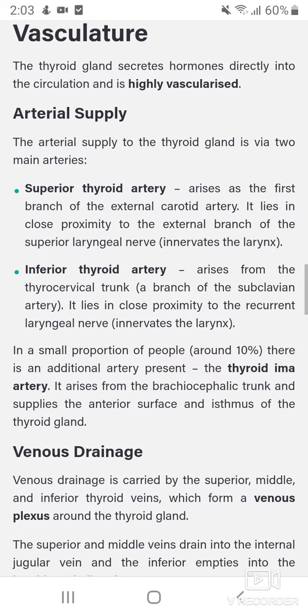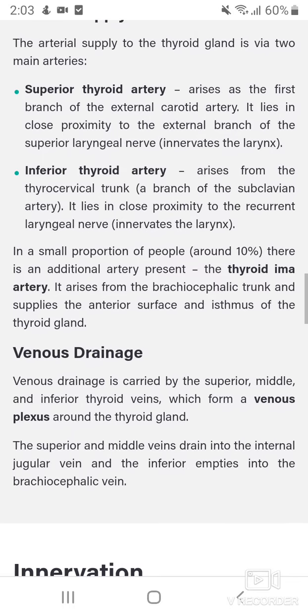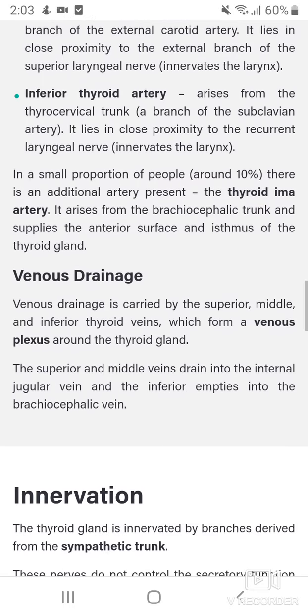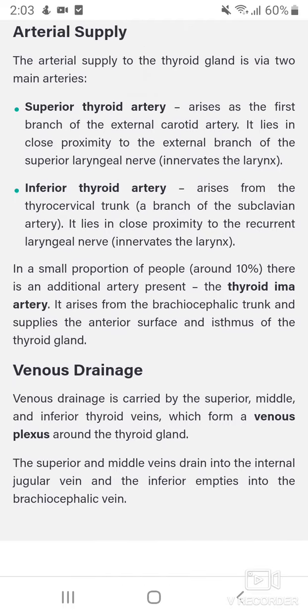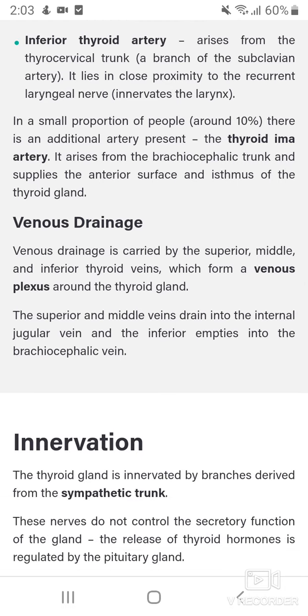Next, you can see the venous drainage of the thyroid gland. Venous drainage is carried by the superior, middle, and inferior thyroid veins, which form a venous plexus around the thyroid gland. The superior and middle veins drain into the internal jugular vein, and the inferior empties into the brachiocephalic vein. Next, innervation. The thyroid gland is innervated by branches derived from the sympathetic trunk.